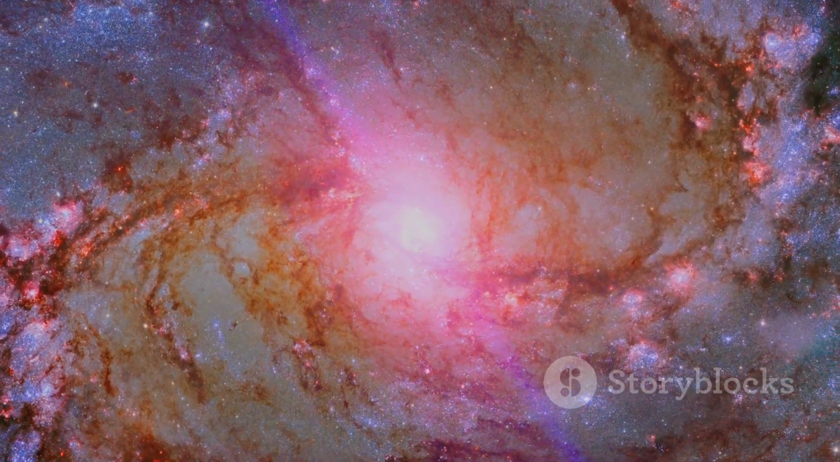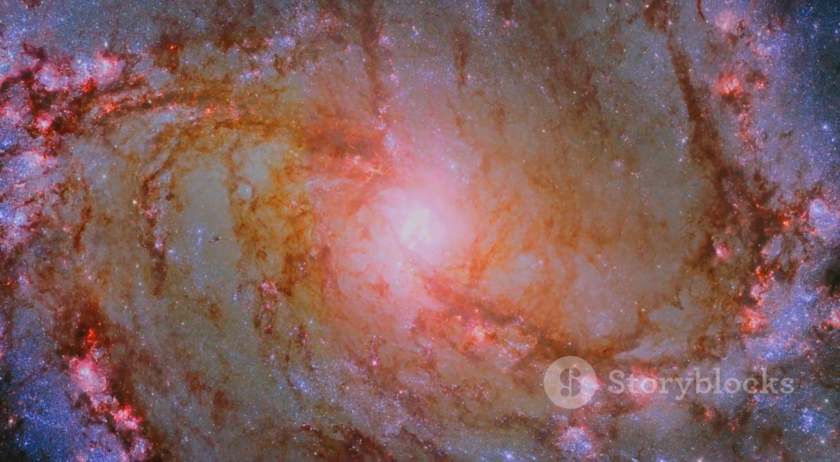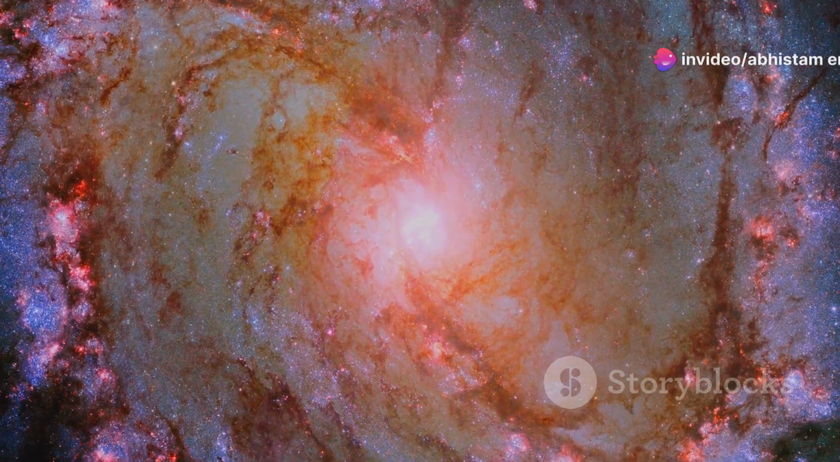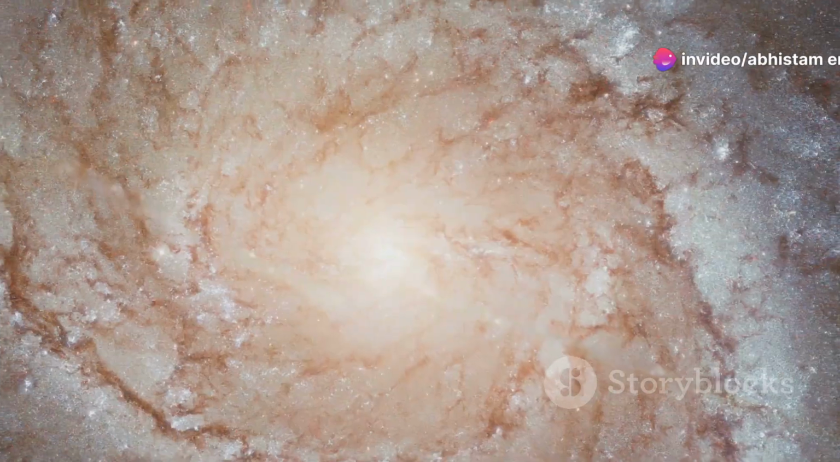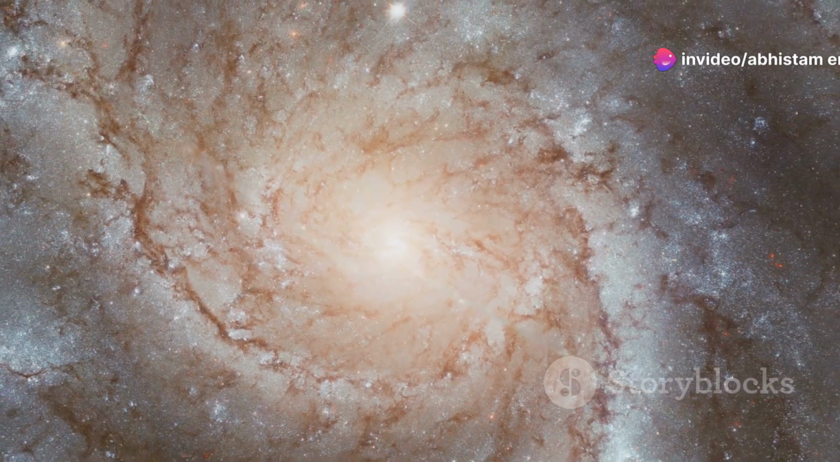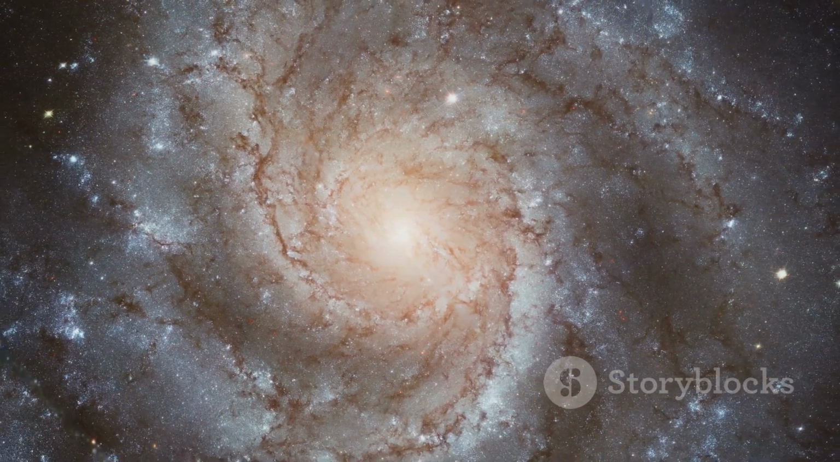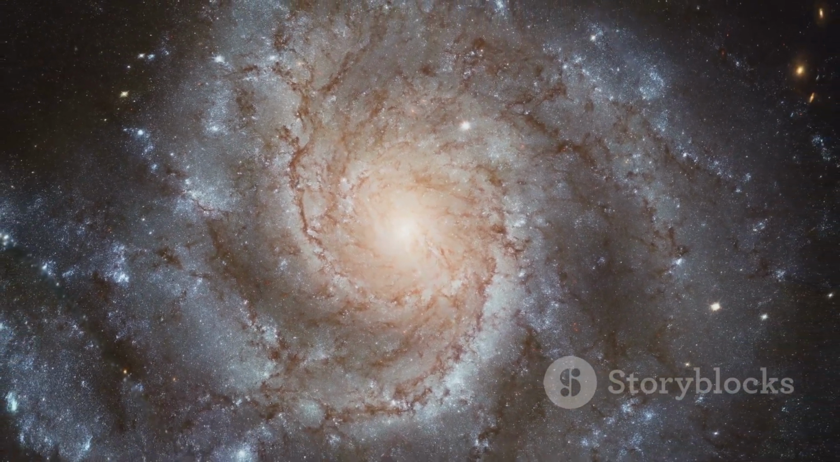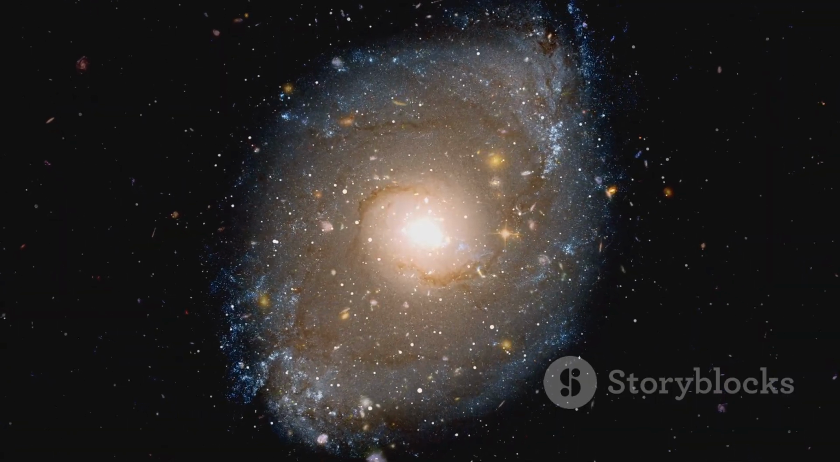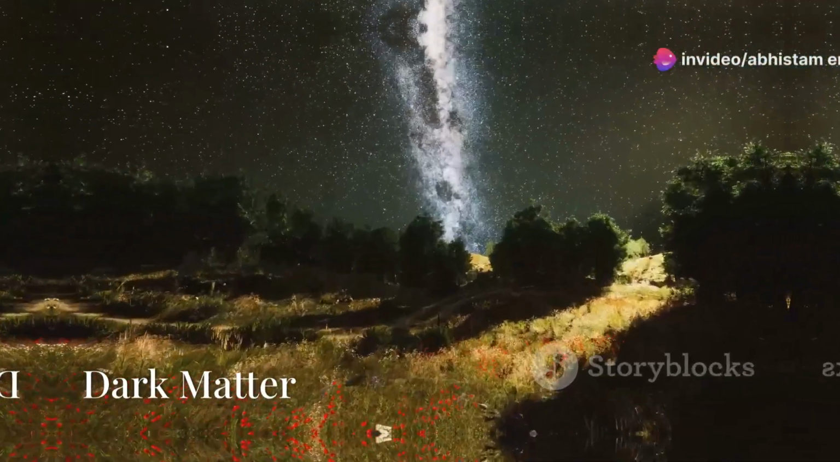Galactic rotation. The Milky Way rotates as a whole, with stars and other matter orbiting around the galactic center. The rotation curve of the galaxy reveals that the outer regions of the galaxy rotate faster than expected based on the visible matter alone, suggesting the presence of dark matter in the galactic halo.